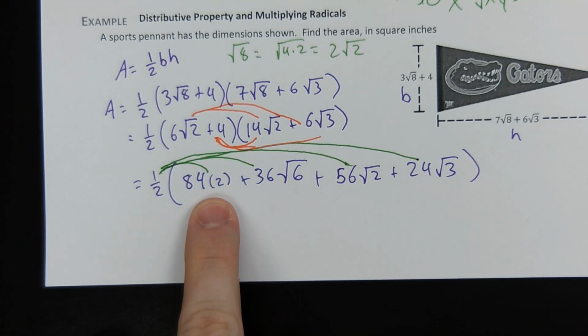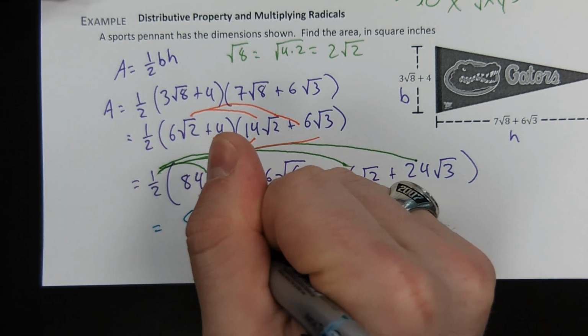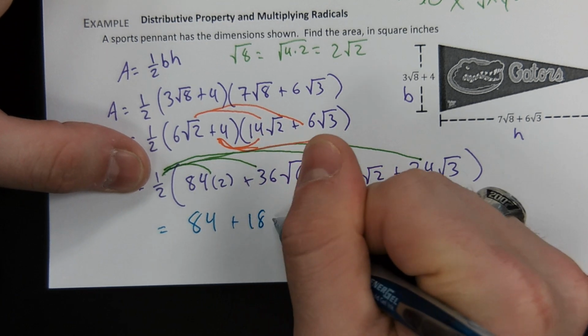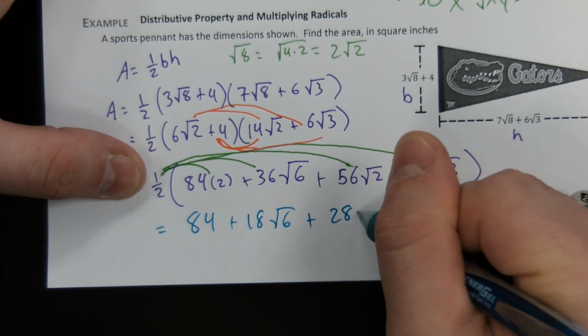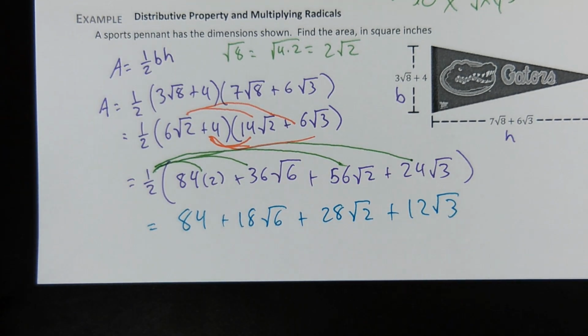When I distribute here, the 1/2 and the 2 will cancel each other. So it'll leave me 84. Half of 36 is 18. Half of 56 is 28. Half of 24 is 12. And that's it. That's the area of that pennant. Whatever that number is.